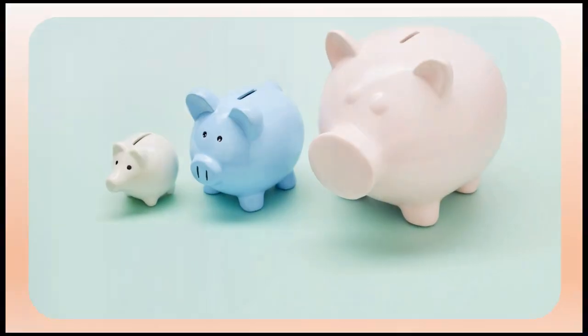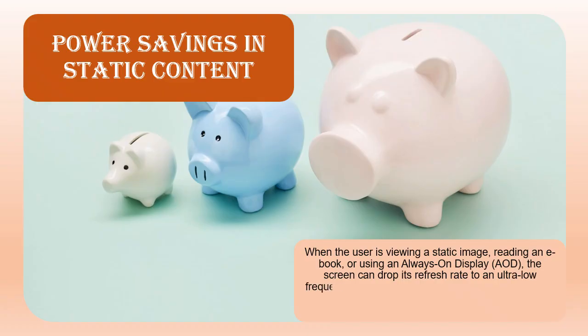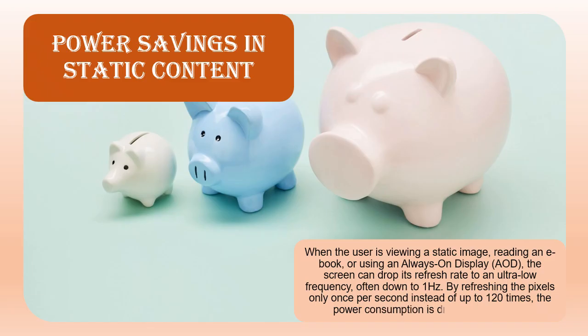Power savings in static content. When the user is viewing a static image, reading an ebook, or using an always-on display, AOD, the screen can drop its refresh rate to an ultra-low frequency, often down to 1 Hz. By refreshing the pixels only once per second instead of up to 120 times, the power consumption is drastically reduced.